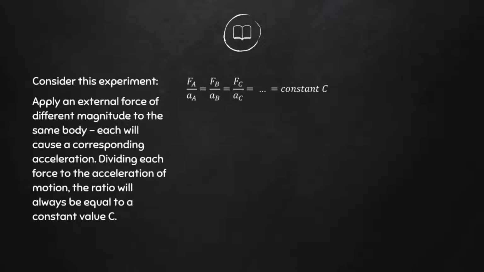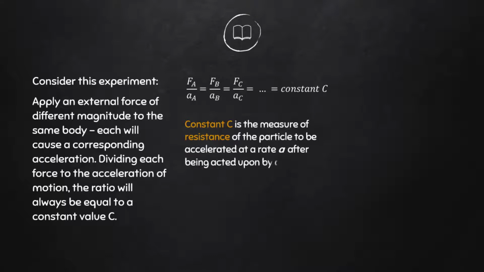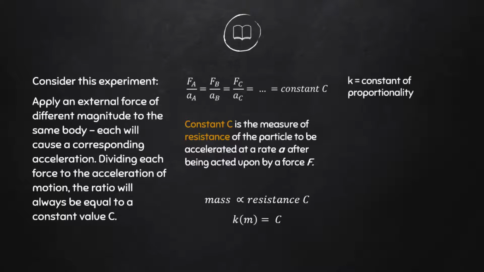In this case, constant c is the measure of the resistance of the particle to be accelerated at a rate a after being acted upon by a force F. Thus, we can say that an object's mass is directly proportional to the resistance c. If you multiply the mass of an object by a constant of proportionality, that would then be equal to the constant c. Going back to our first equation, we have force divided by acceleration equals c, and that is also equal to the constant of proportionality k multiplied by the mass of the object.